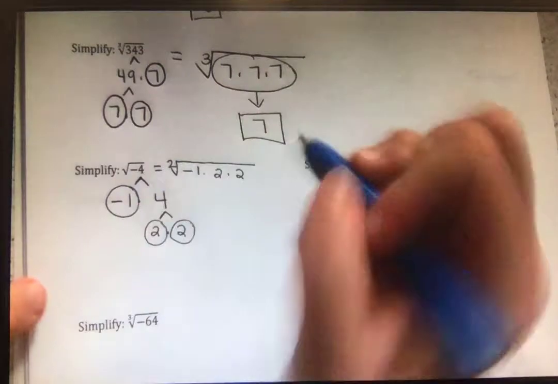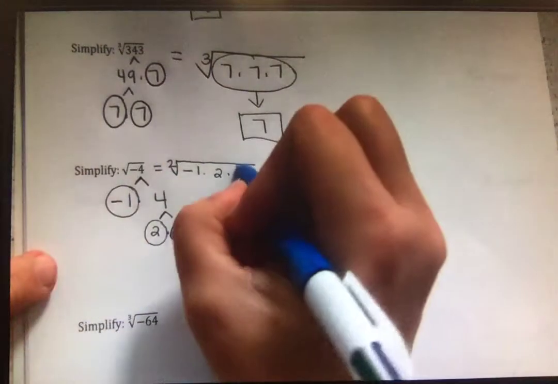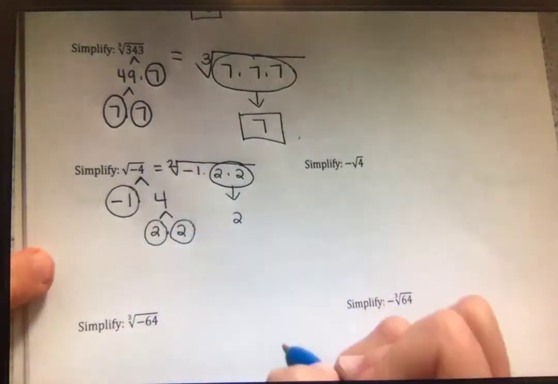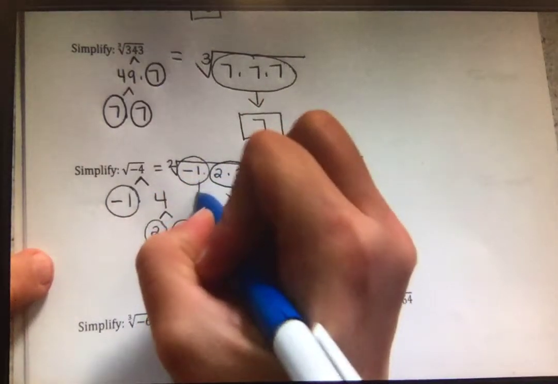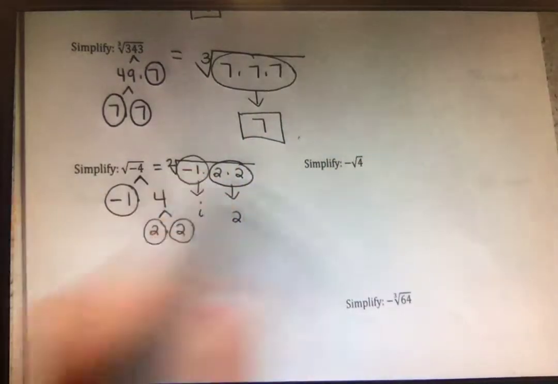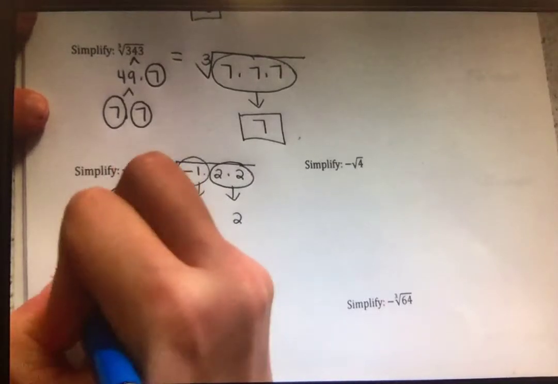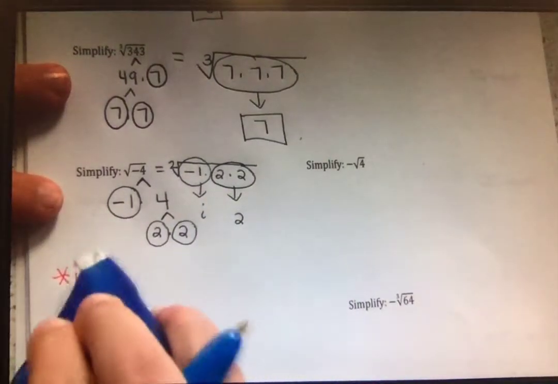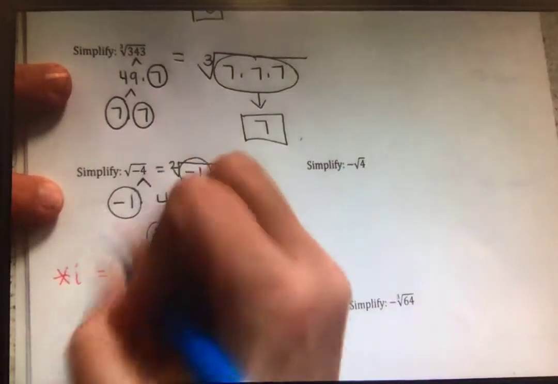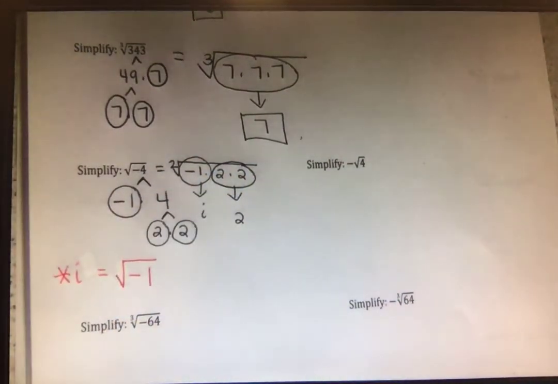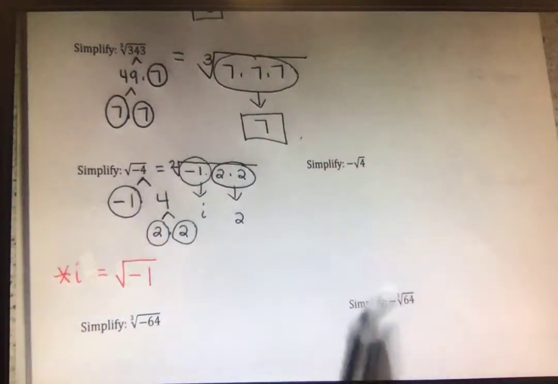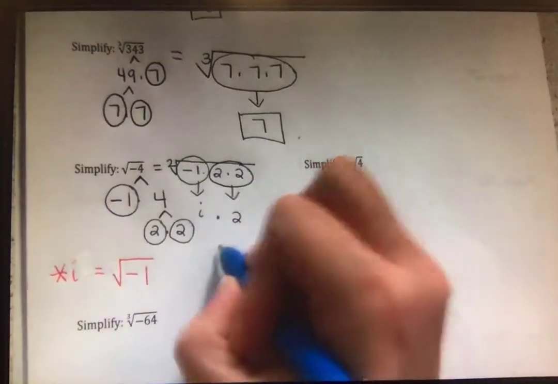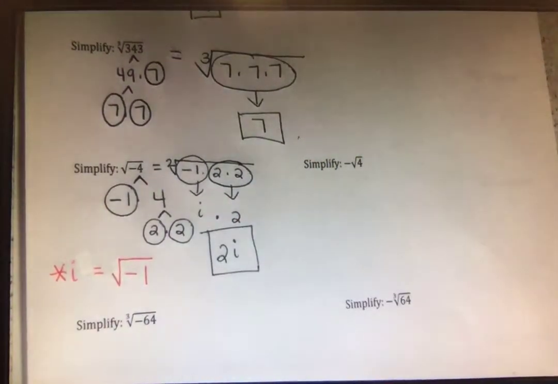There's no index here, so it's understood to be the square root. It's understood that we're looking for 2 of a kind. So these two 2s are coming out of the radical. And then we have the square root of negative 1. This is our special case. The square root of negative 1 is i. This is our only special case. I'm sorry, not i squared. i is the square root of negative 1. So outside of the radical came the 2 and came the i, which is 2i. Nothing's left underneath the radical, so that's done.